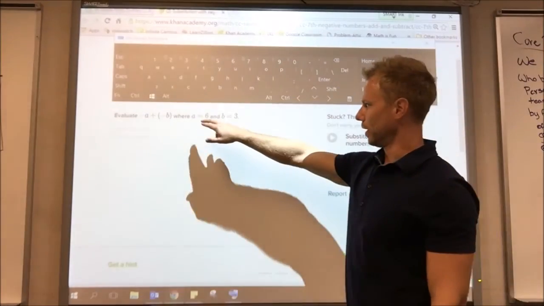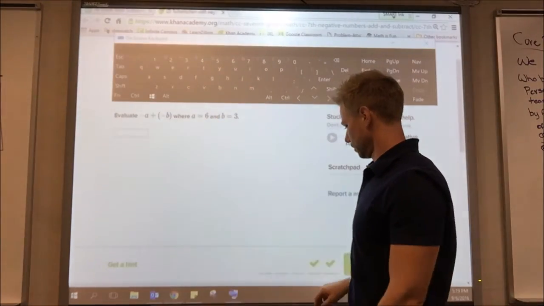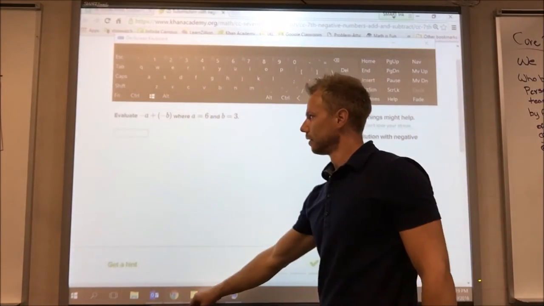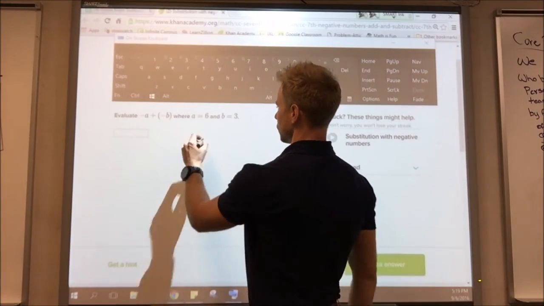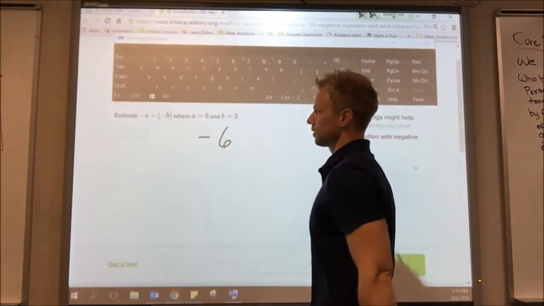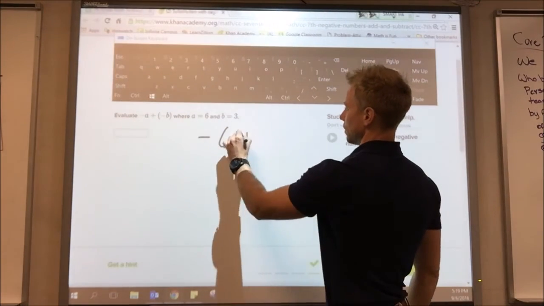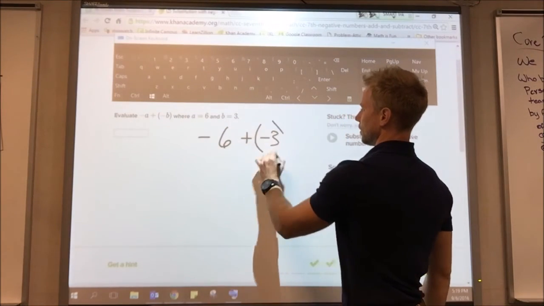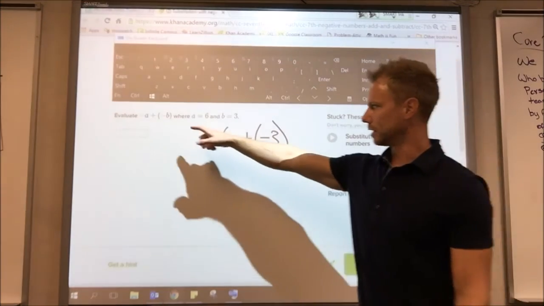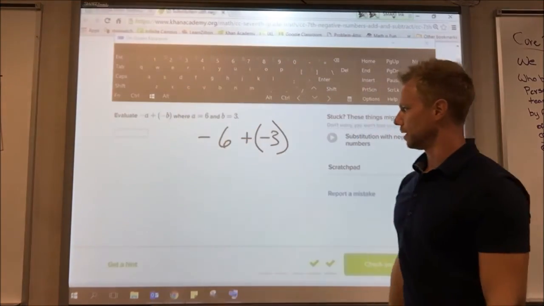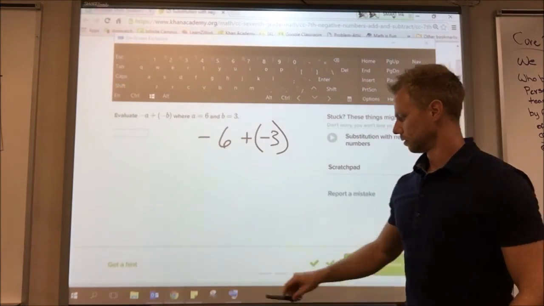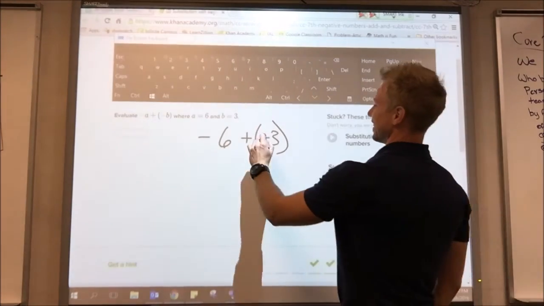Okay, this time we have 2 letters to replace. So I'm going to rewrite it again. In place of A, I'm going to put 6. So I have -6. In place of B, I'm going to put a 3. So I'm going to add a -3. I need to keep the negative that's in front of that B yet before when I substitute.